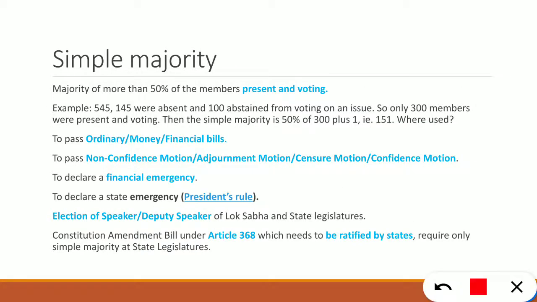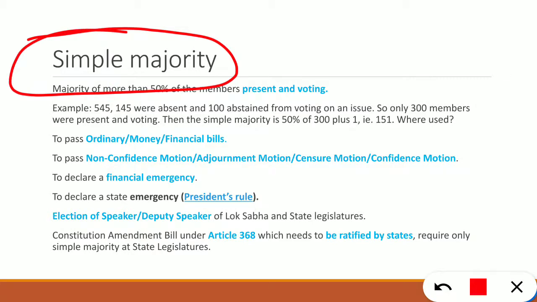Now we will talk about the most simple and common kind of majority, simple majority. It is used in almost more than three-fourths of the business of Parliament and state legislature. It is about present and voting.